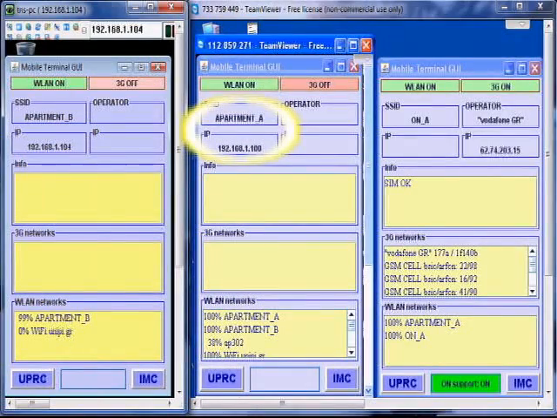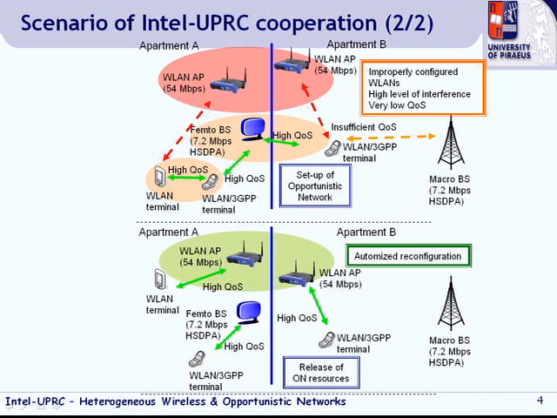Please note that the re-establishment of the VNC connection to laptop C was inevitable, since it now has a new IP and it is connected to the internet through a completely different network, namely the wireless LAN of apartment A instead of the 3G operator's network.